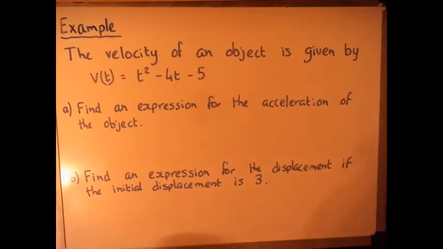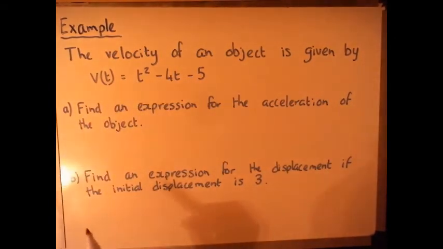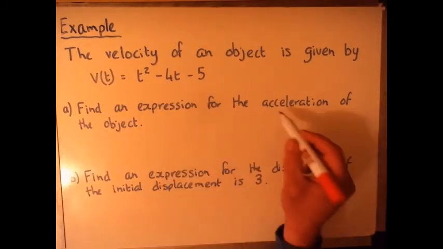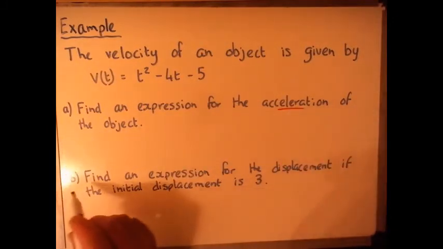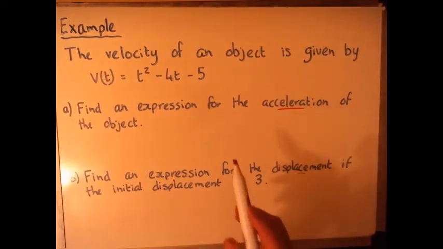So we'll have a look at a quick example now. We've got a question here that says the velocity of an object is given by v equals t squared minus 4t minus 5. We're asked first to find an expression for acceleration and then an expression for displacement. So we'll start with acceleration.